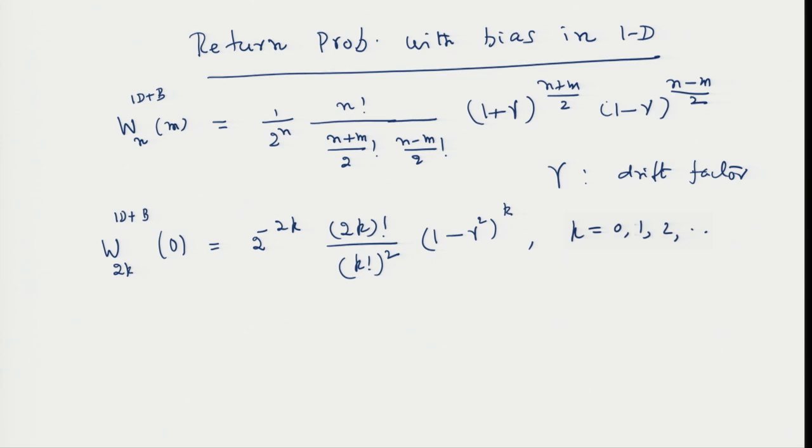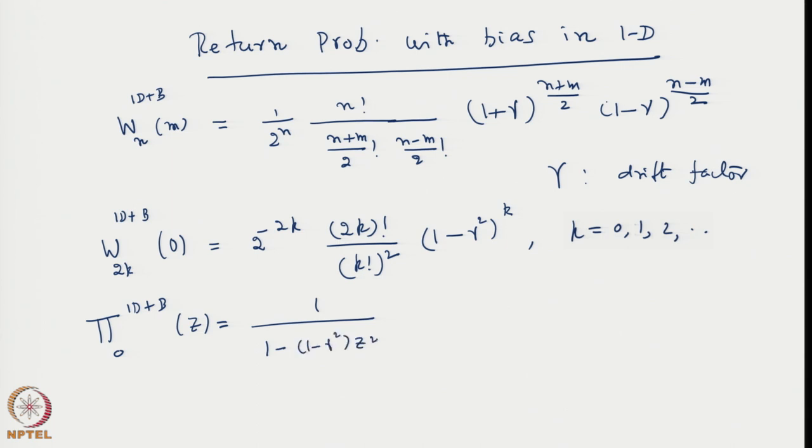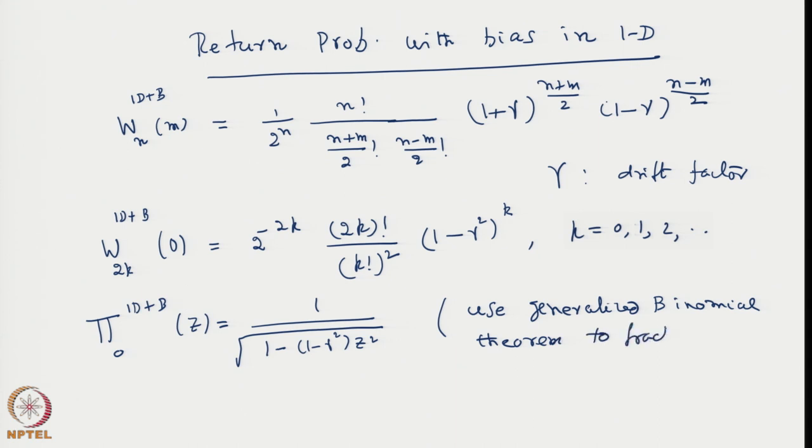With this, we can evaluate the pi function, pi naught, 1D plus bias, z. By definition, it's going to be the sum, and we can use the generalized binomial theorem and show that it will come to 1 by the square root of 1 minus gamma square z square. We use the binomial expansion to fractional powers.